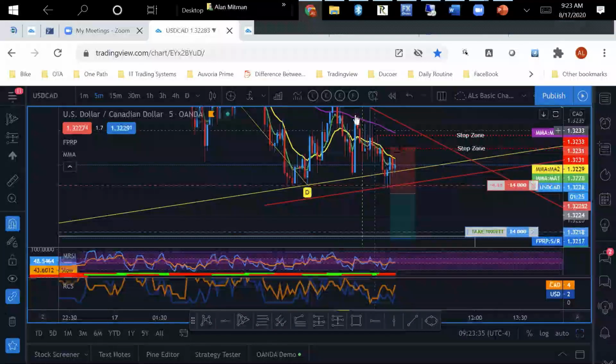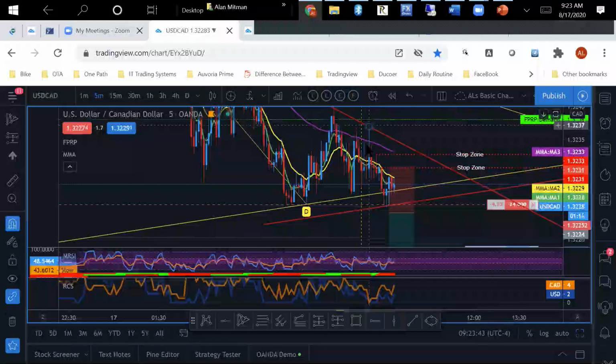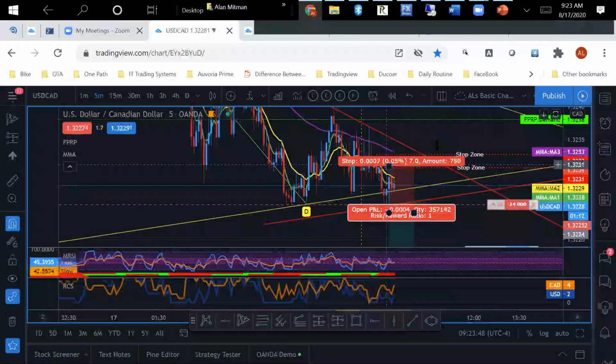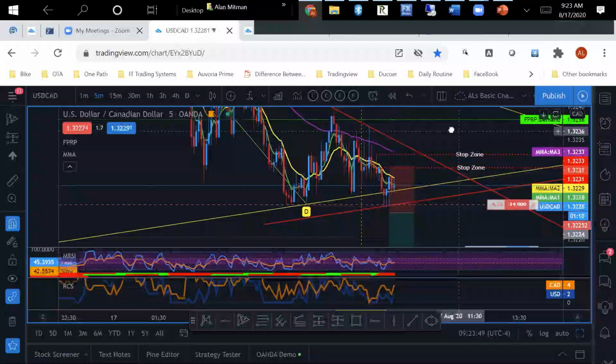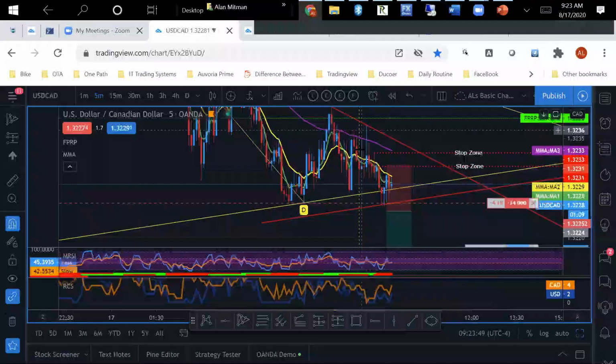It did come up and test the 62. A nice blue candle came up and tested 62 but couldn't close above. It also tested the trend line, broke the 62, tested the trend line, couldn't hold it, and pushed right back down again. And that was a good sign that this trend is holding.